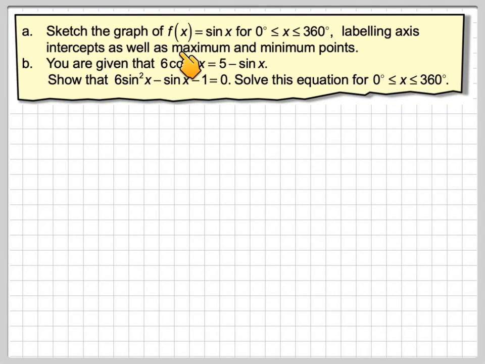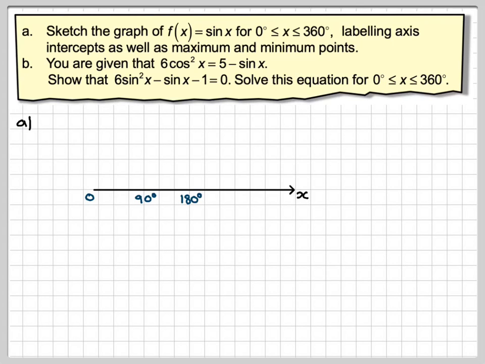Sketch the graph of f of x is equal to sine x for x being between 0 and 360, labelling the axis intercepts as well as the maximum and minimum points. You are given that 6 cos squared x is equal to 5 sine x. Show that 6 sine squared x minus sine x minus 1 is equal to 0, and solve this equation for x being between 0 and 360.